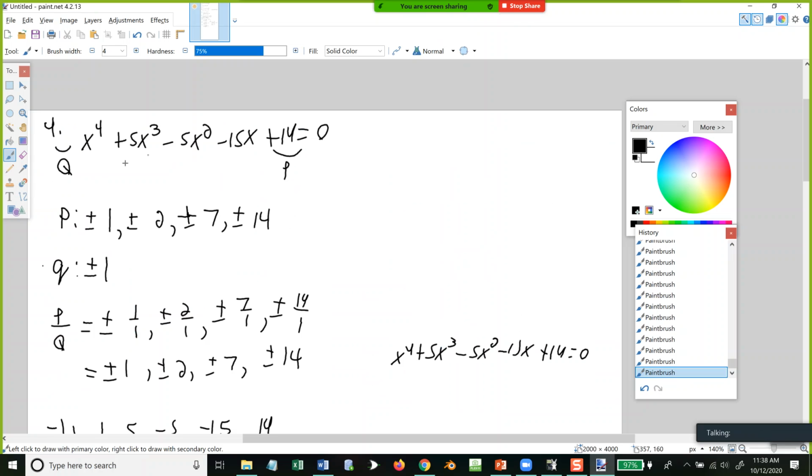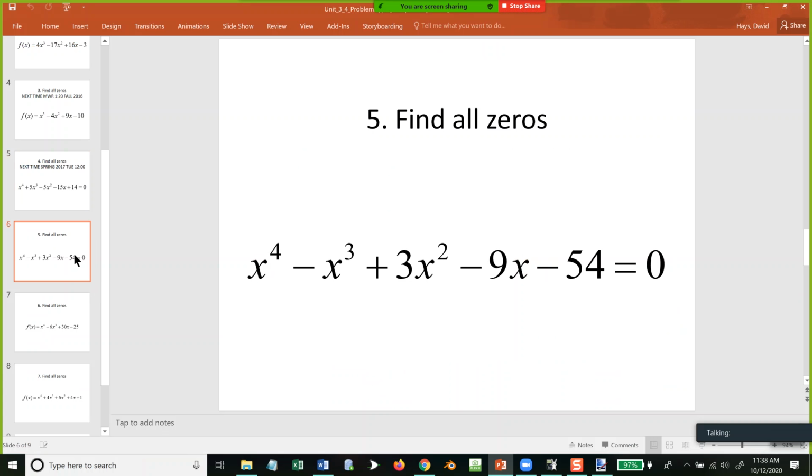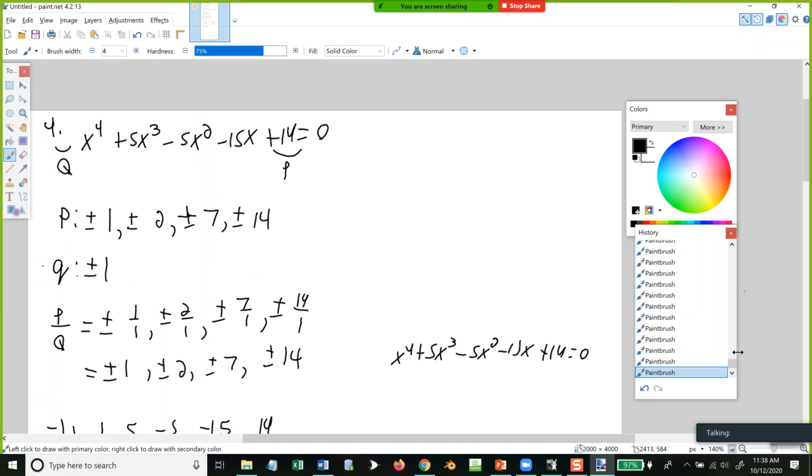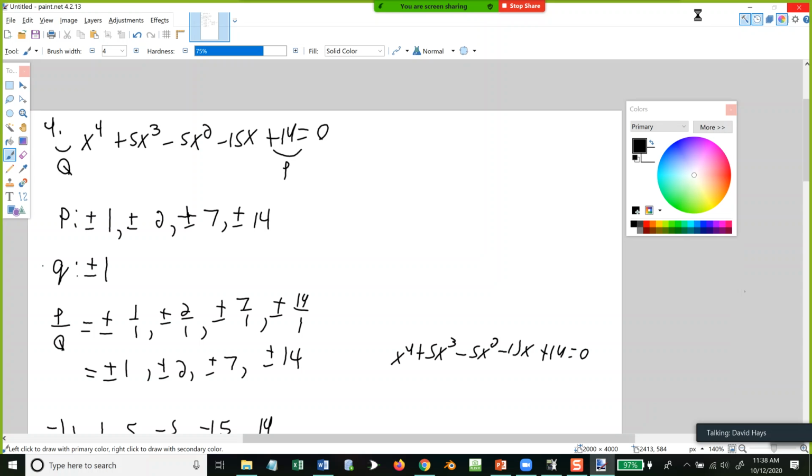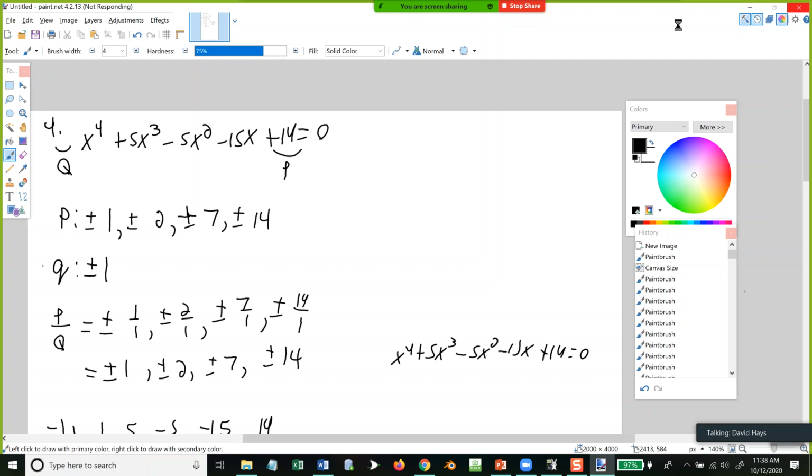Look at that one. Okay, number 5. We're going to see matrices in this class toward the end, and we're going to use calculator for the most part.